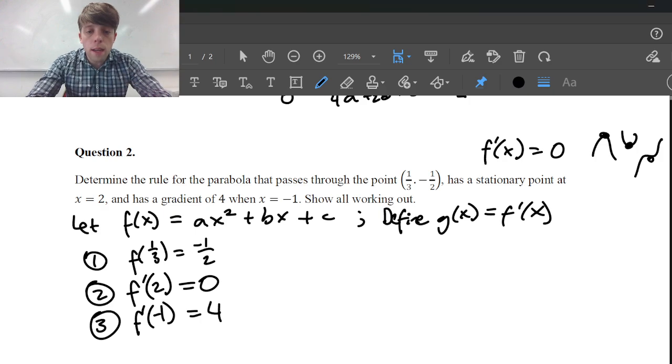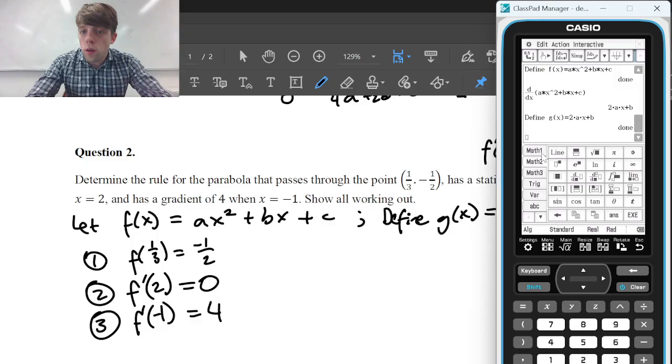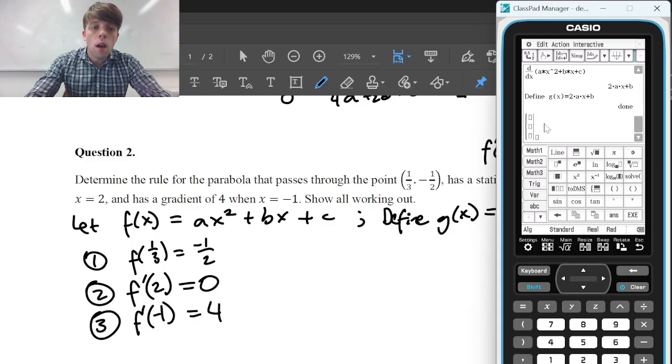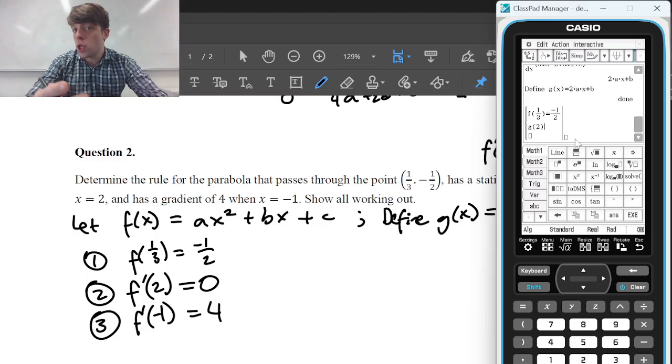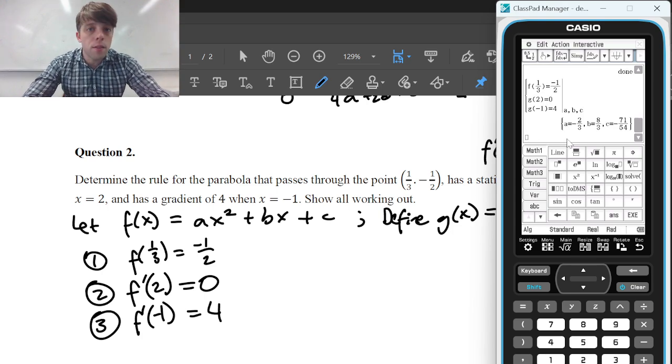And now I'm just going to go ahead and plug in the initial conditions. So going back to this screen here, I'm going to create a system of equations, and I'm just going to type in the initial conditions we've got here. My first condition is that the point 1 over 3, negative a half needs to lie on the graph. My second condition is that the derivative, so remember g is the derivative, when x equals 2 is equal to 0, and the derivative when x equals -1 is equal to 4. The gradient is 4. Go A, B, C, and that gives us our solutions.